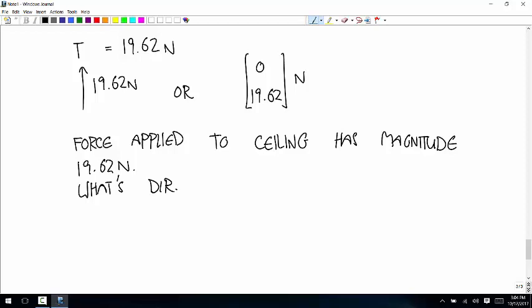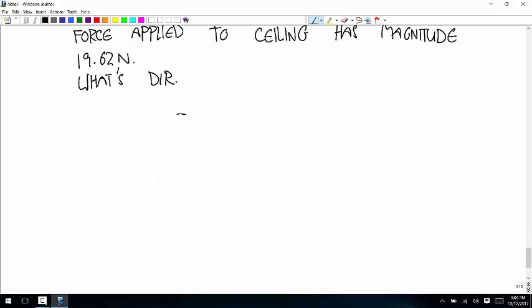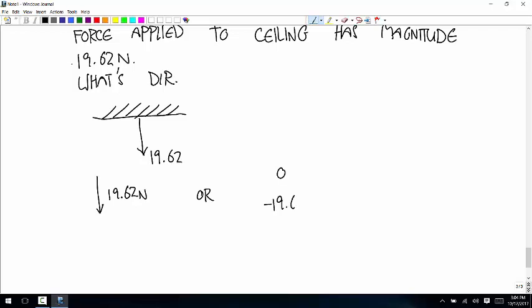Yeah, it's downward. If you think of the ceiling, we know that the force applied to the ceiling is parallel to the cable, so up or down. And this time it's away from the ceiling, so it has to be this way. So the force vector is 19.62 newtons down, or that in components is 0, negative 19.62.